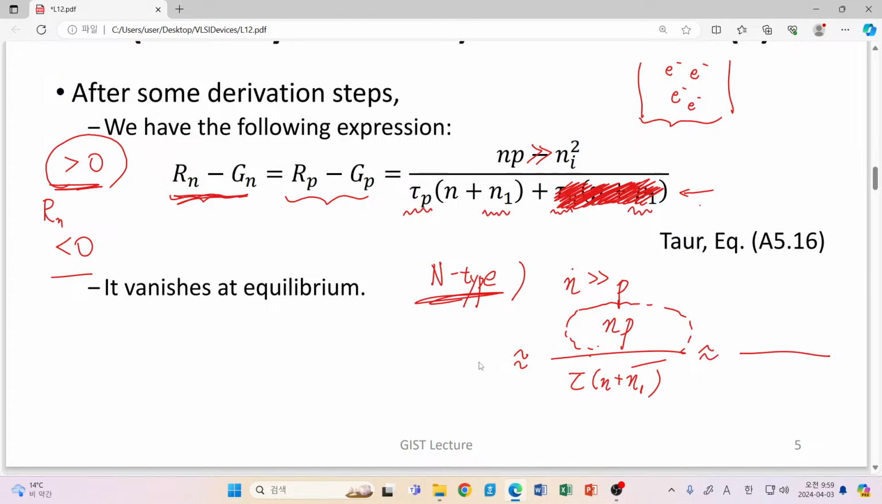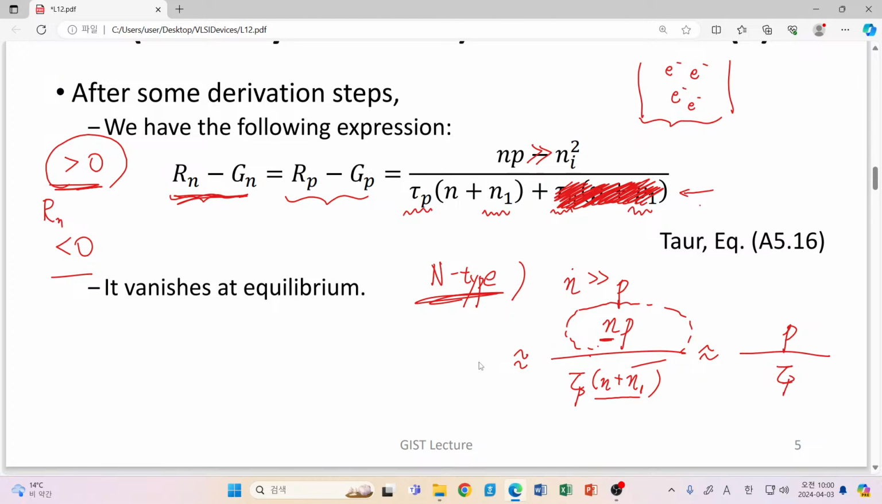Then if we have these two quantities n and n plus n1, n1 is typically for an n-type sample. n1 is also a very small number compared with this n value. So then the remaining thing is p over tau p.